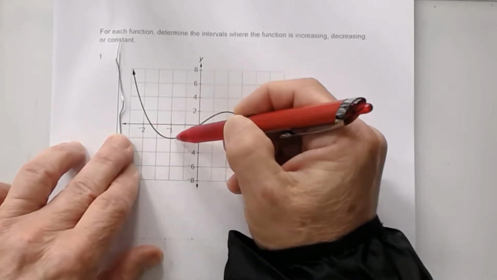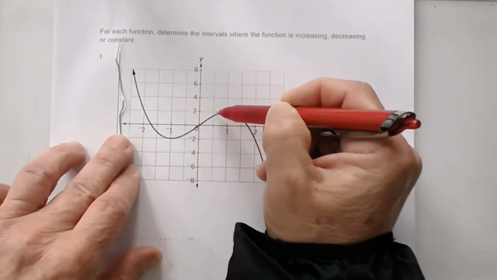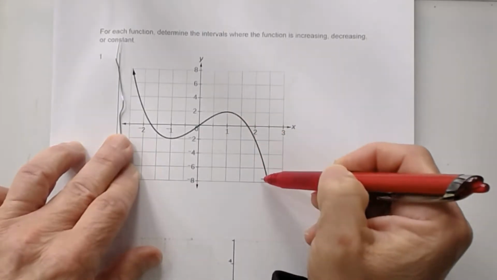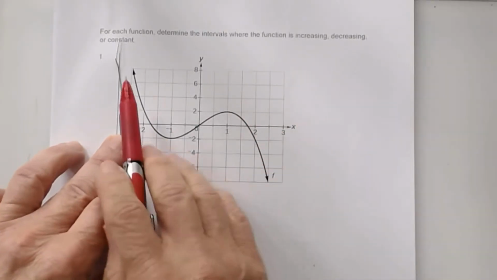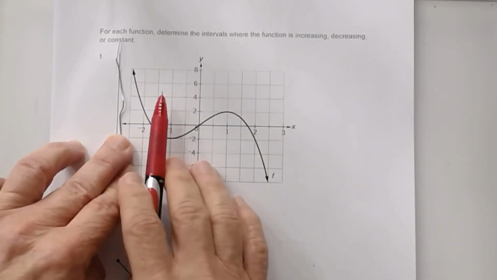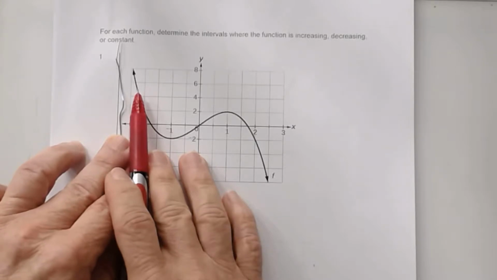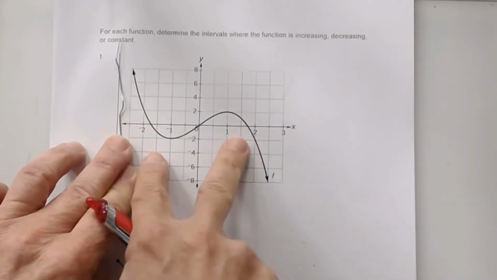Then all of a sudden they're what? Increasing. Then all of a sudden they're what? Decreasing. Okay? In this particular function, was my function constant at any time? No. All right, now we're going to come back to this.